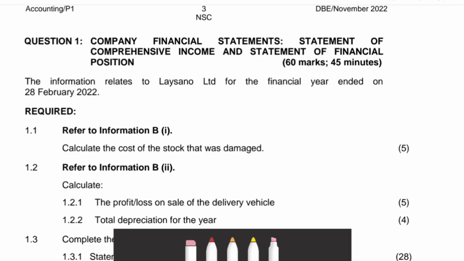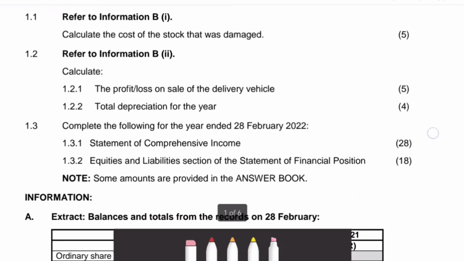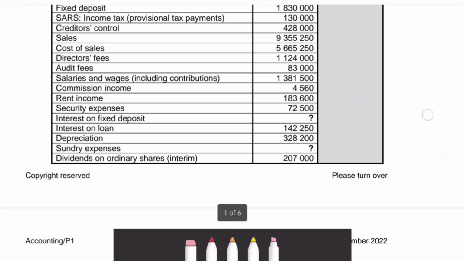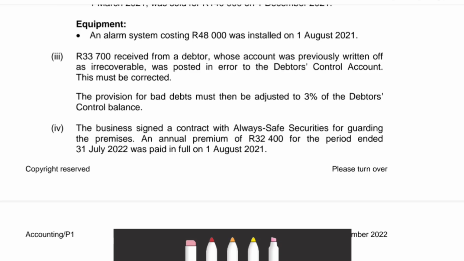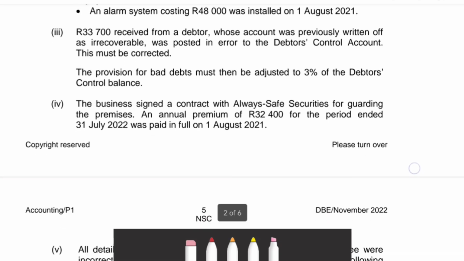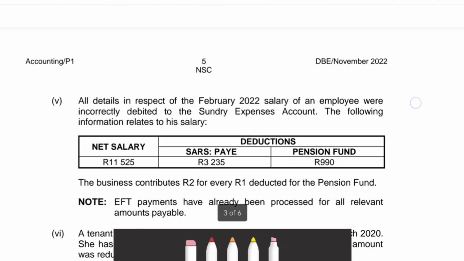This is a very good question. It's extracted from the November 2022 CAPS curriculum. It's a really good paper for what I want to talk about. These adjustments are very detailed. They'll help you understand how the plus and the minus come about on the income statement, as well as the entries that you make on your balance sheet.